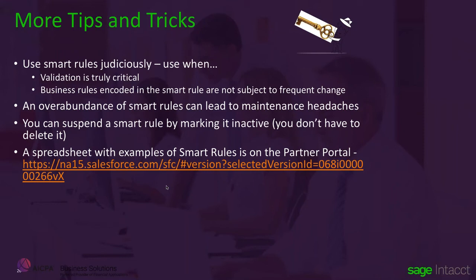You can suspend a smart rule, just make it inactive. You don't have to delete it. And if anybody wants a copy of this spreadsheet, in fact, Yelena, let's make sure that we send out a copy of this spreadsheet to everyone that attended the meeting so that they can see it. And if you are watching this recorded, just send an email to info@masseyconsulting.net and we'll send you a copy of the spreadsheet as well. Okay.